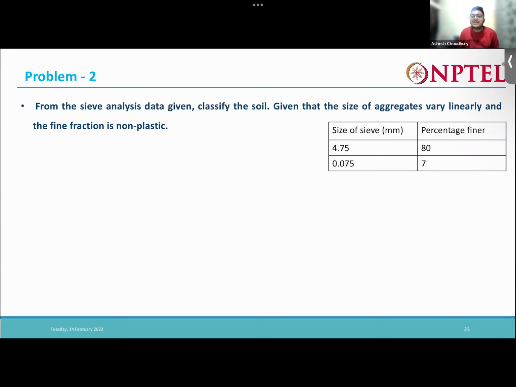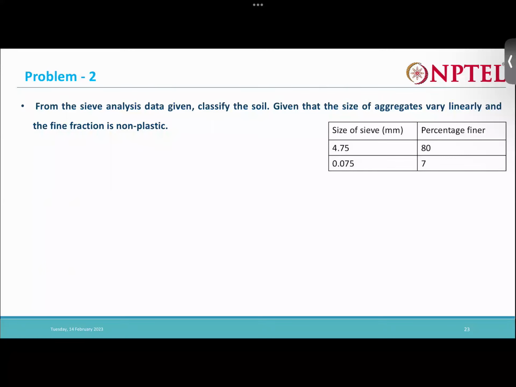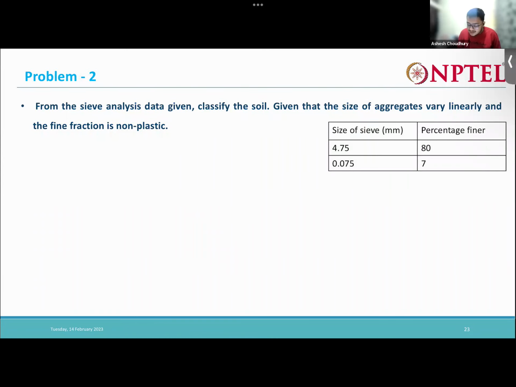So by looking at this data, please tell me what kind of soil it is. Is it fine soil or is it coarse soil? First of all, tell me this. Fine soil, how fine soil? More than 50% should pass through the 75 micron sieve. Only then it is fine soil, right?